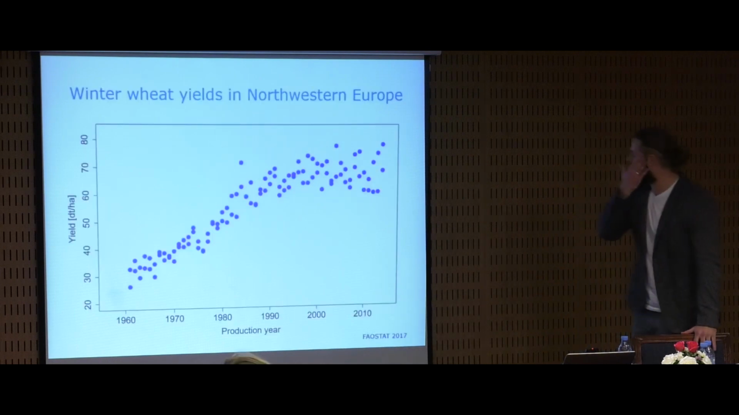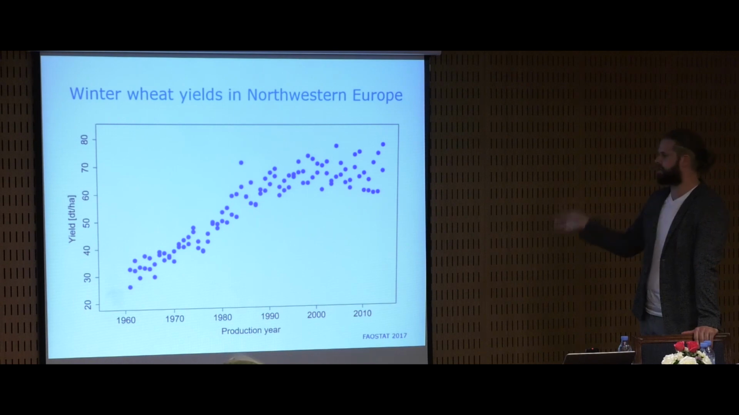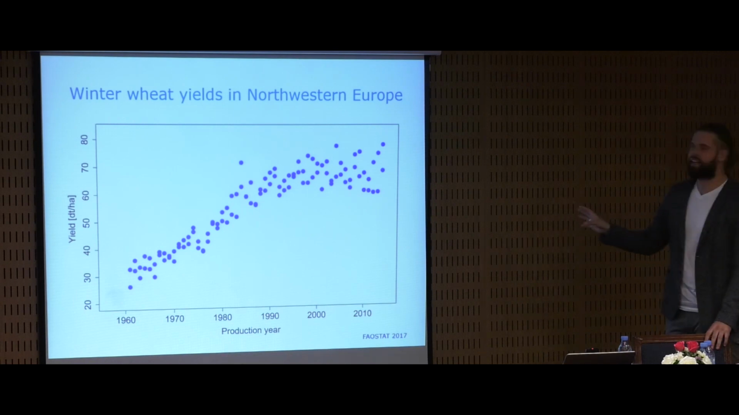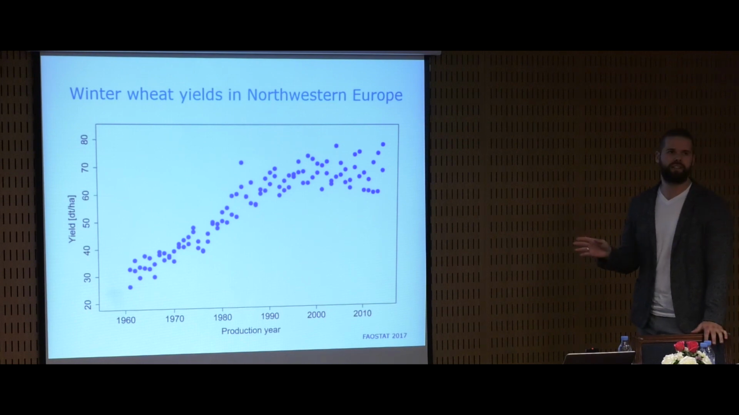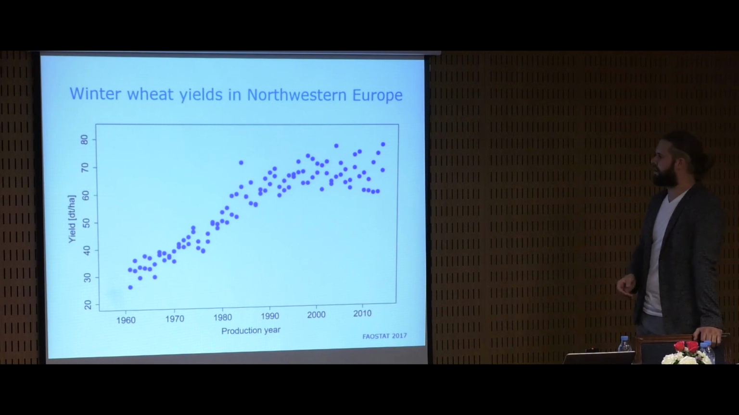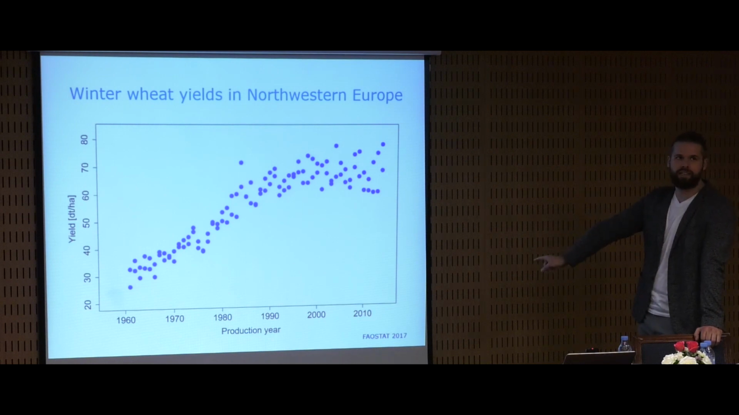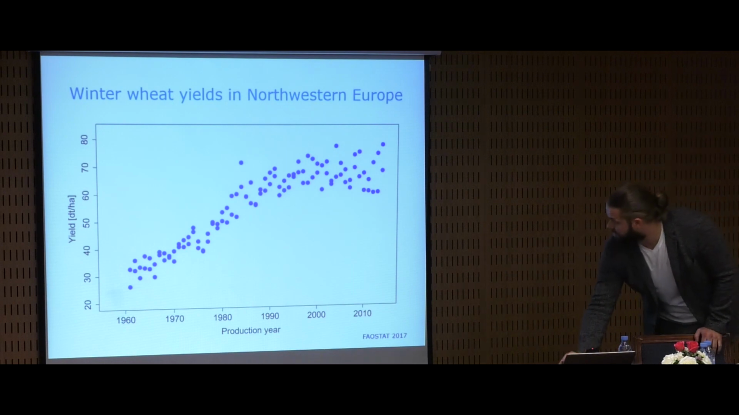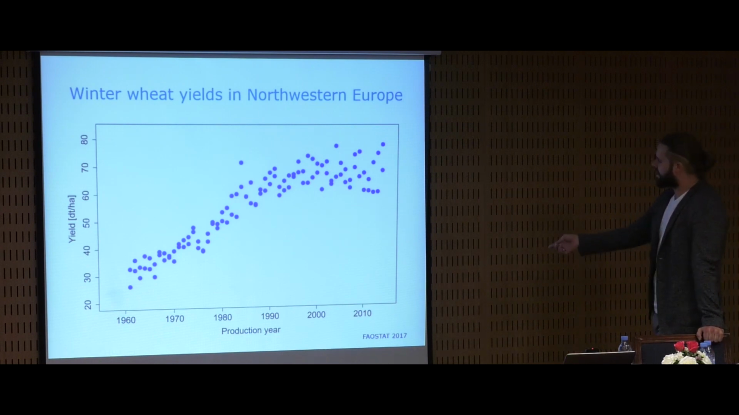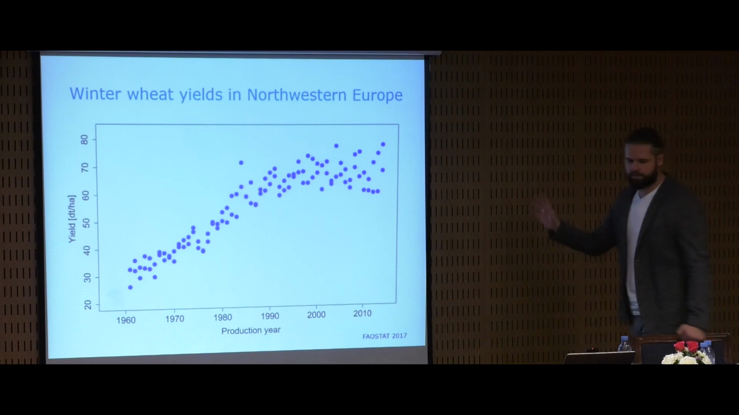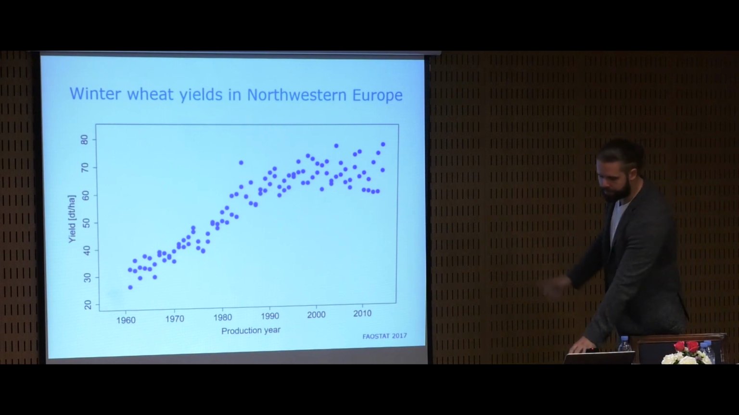What I always like to refer to as an introduction to this study is this slide here. Here you see the development of winter wheat yields in Western Europe, and it's just impressive. You see the production year on the x-axis and the yields in decitons per hectare on the y-axis. You could just delete the 0 and say tons per hectare if you're not familiar with decitons. And the data comes from FAO Stat.